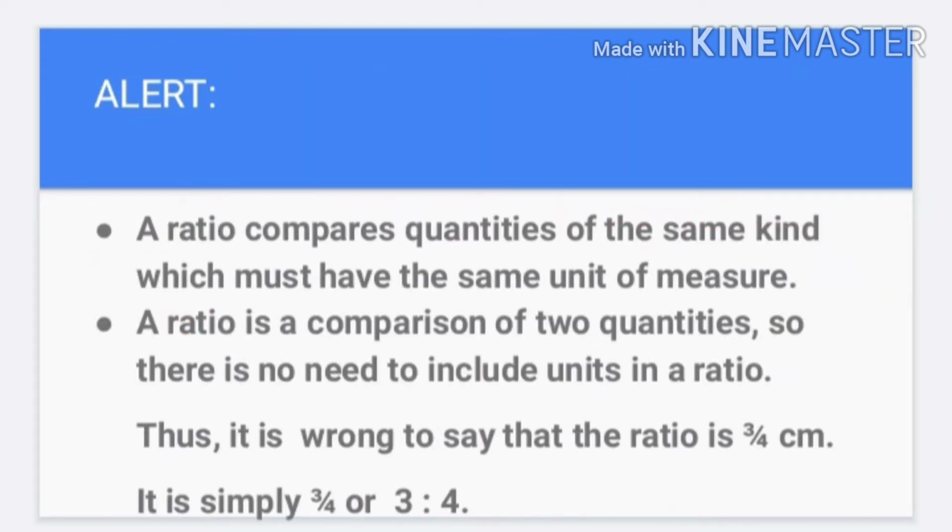Alert! A ratio compares quantities of the same kind, which must have the same unit of measure. Second, a ratio is a comparison of two like quantities, so there is no need to include units in a ratio.